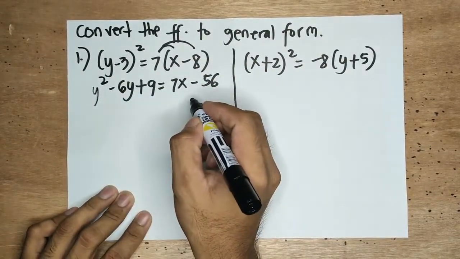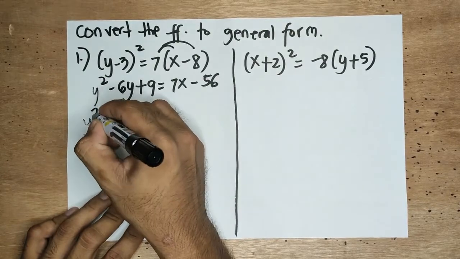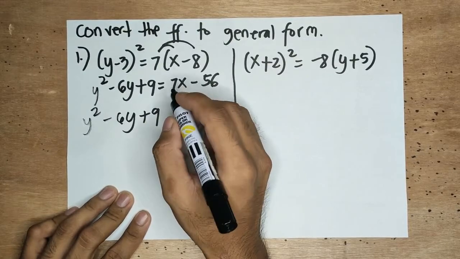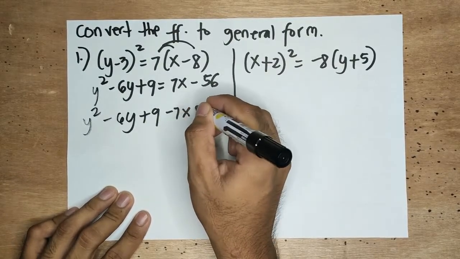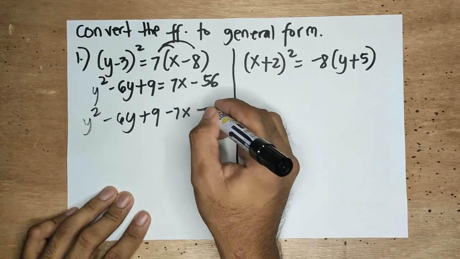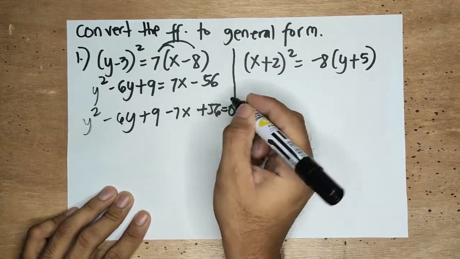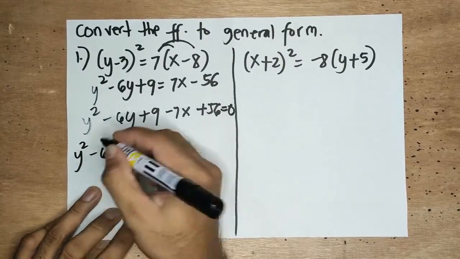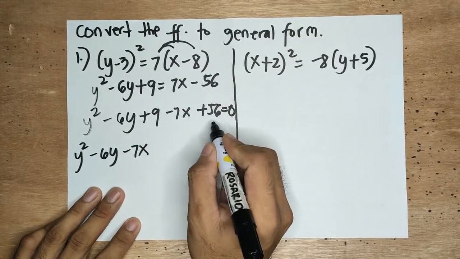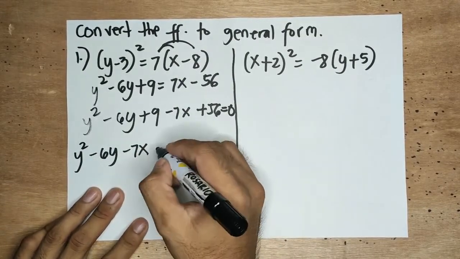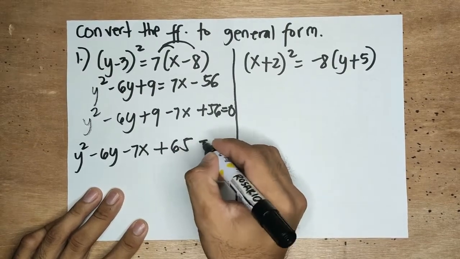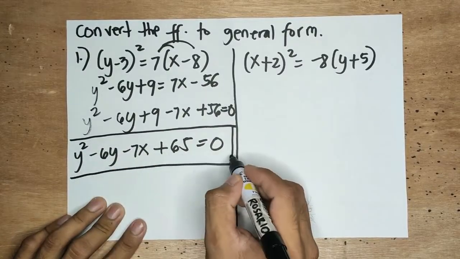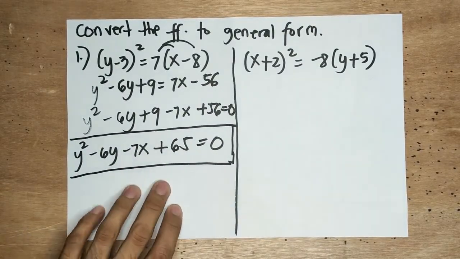And then, lahat ng terms ililipat sa kabila. We have y squared minus 6y plus 9. So, from 7x, it will be negative 7x. And then, from negative 56, it will be positive 56. Ang may iwan sa kabila ay 0. So, combining similar terms, we have y squared minus 6y minus 7x. 56 plus 9 is 65. So, plus 65 is equal to 0. So, this is the equivalent general form of the given standard equation of a parabola.